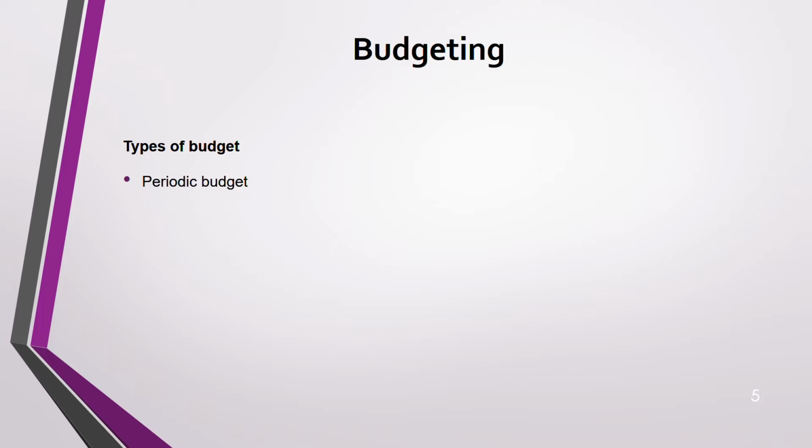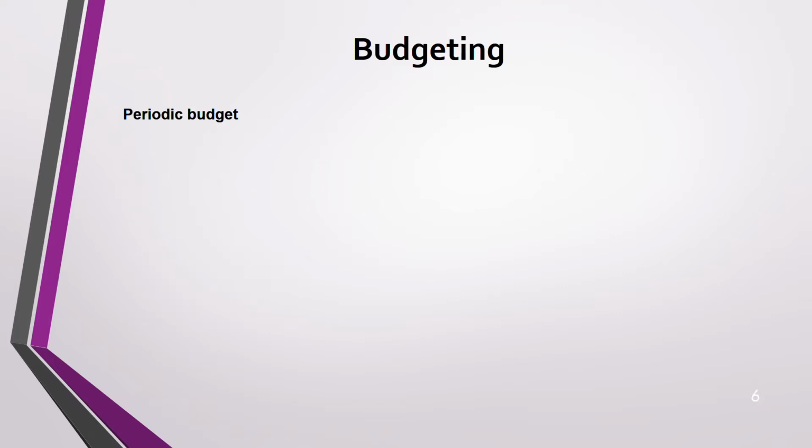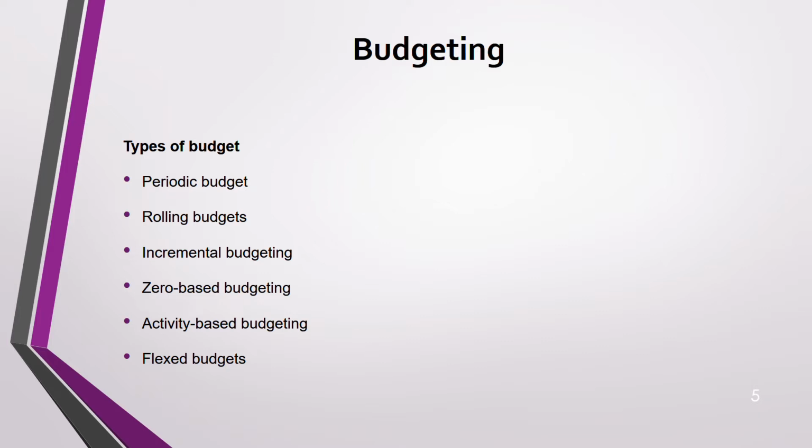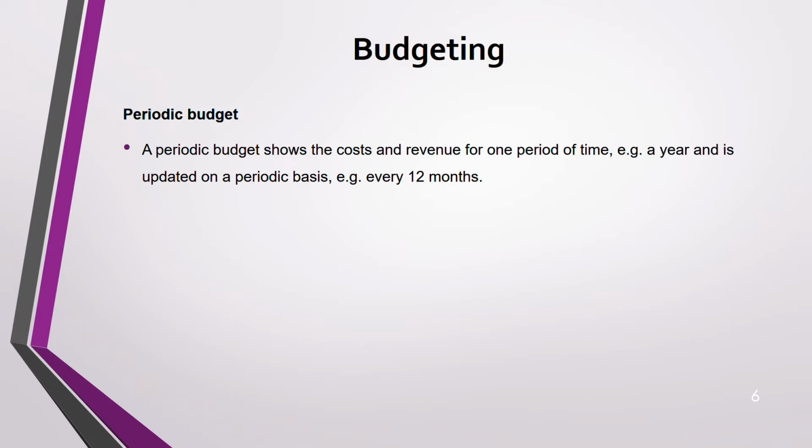Number one, periodic budget. We are going to go into detail on each of these. Rolling budget, incremental budget, zero based budget, activity based budget, flex budget. These are the 6 types of budgets. Now let's start with periodic budget. As the word says, periodic, that means it is for 1 year. It's for one period of time, usually 12 months, giving you all the cost and the revenue. That means every 12 months it is updated.